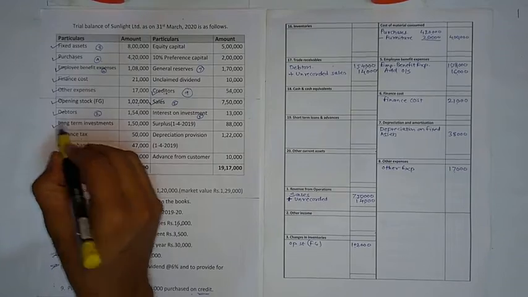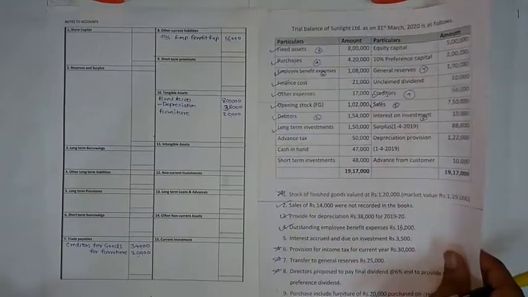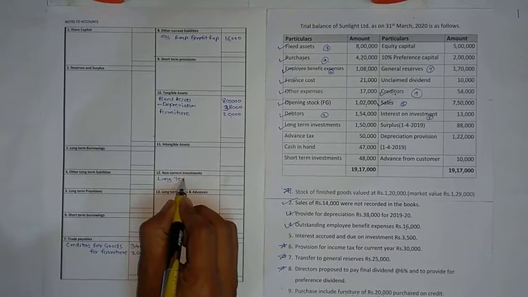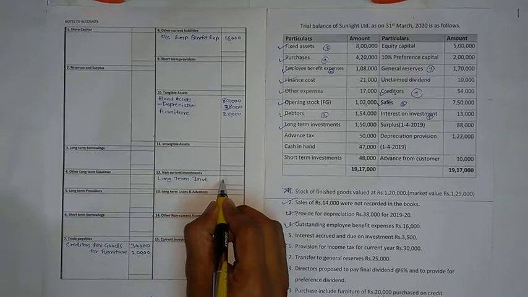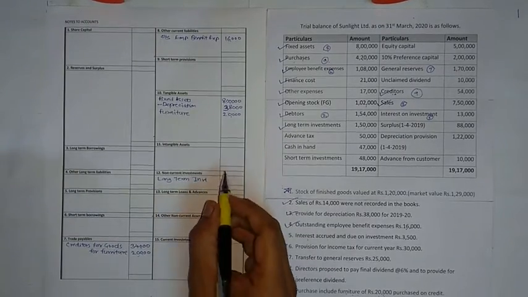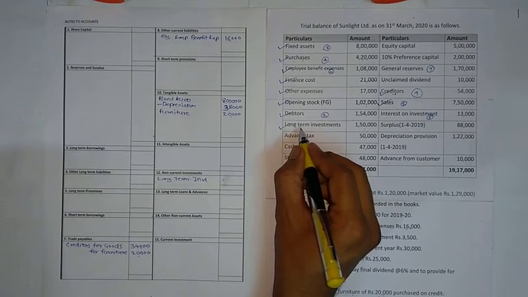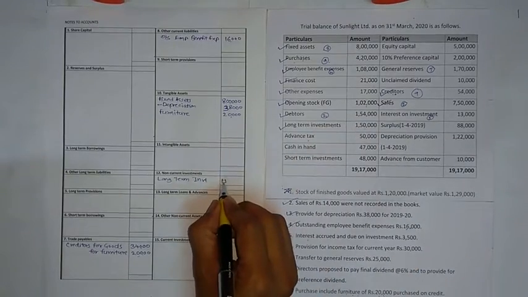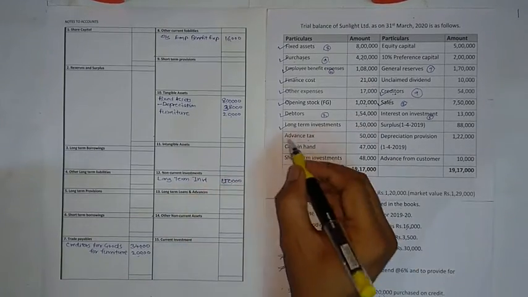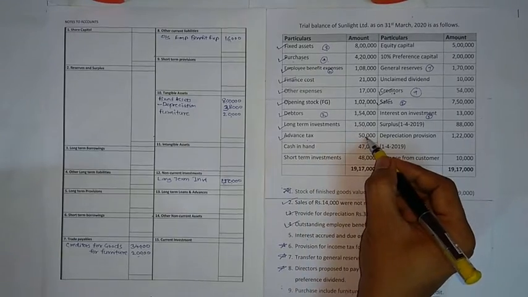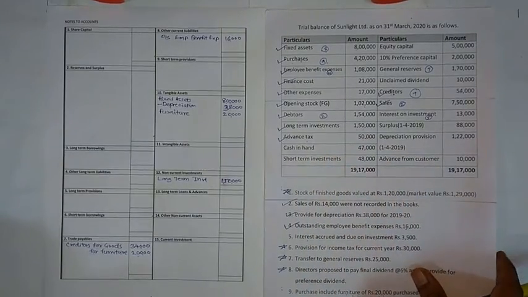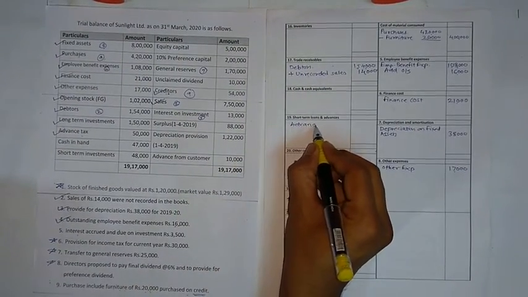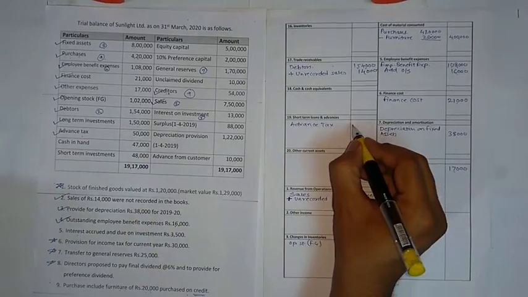Next is long-term investment 1,50,000. It is shown as non-current investment. This non-current indicates more than 1 year. As it is mentioned long term, this hint is given so that we should transfer this amount in non-current investment. Amount is 1,50,000. Okay, next one is advance tax 50,000. Advance tax is shown as short-term loans and advances. Advance tax 50,000.